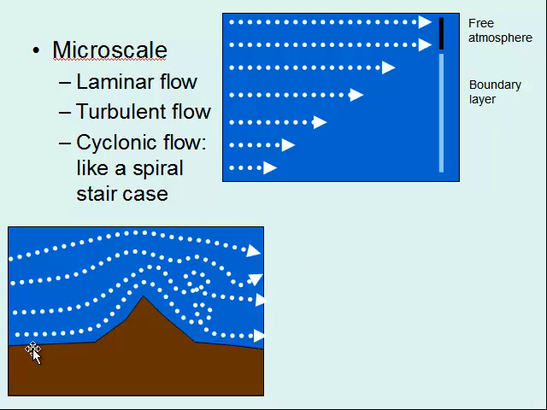Turbulent flow, there's some kind of obstacle in the way that causes the laminar flow to be disturbed, and you can see swirly patterns develop. And then cyclonic flow would be air that is spinning in a circle, kind of like a spiral staircase.